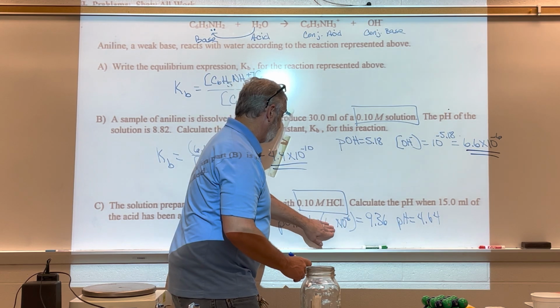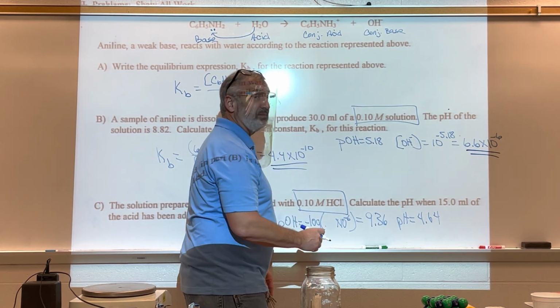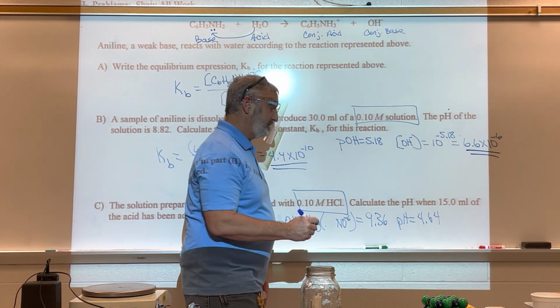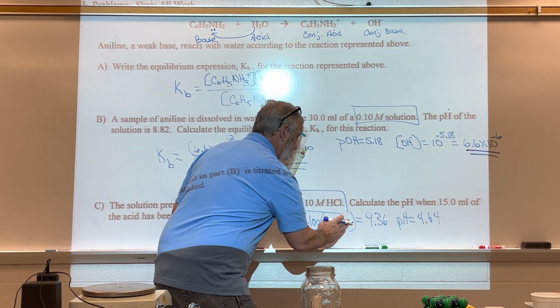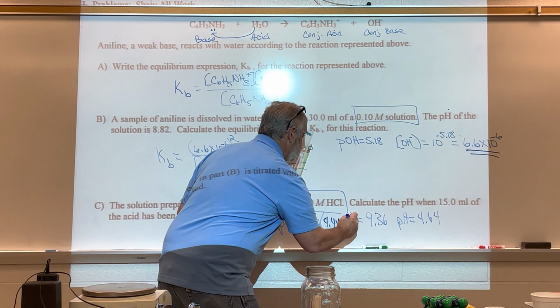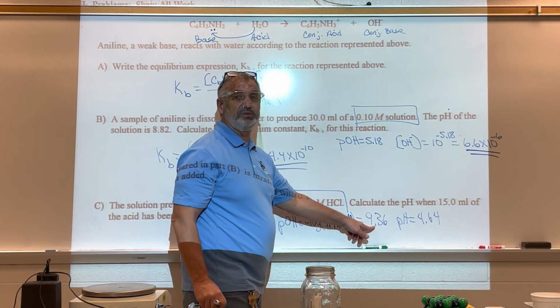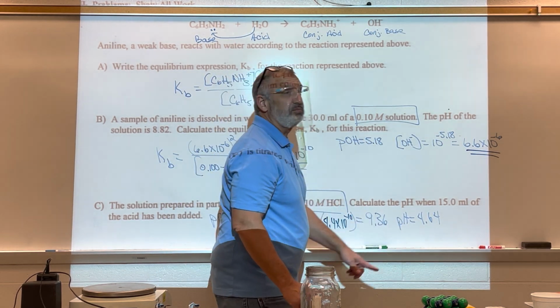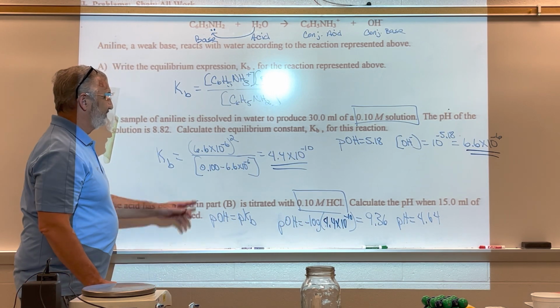So you have the right answer, you just put the wrong number. Well, somebody told me the right answer then. 4.4 times 10 to the minus 10. That's what comes out to 9.36, and then 4.64, okay? Because this is Kb.